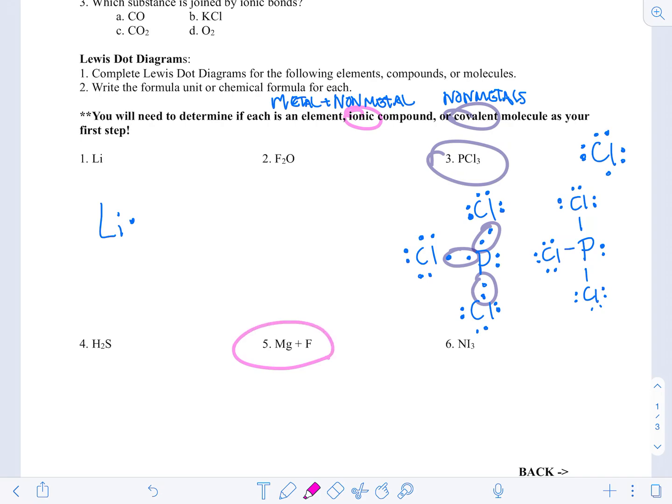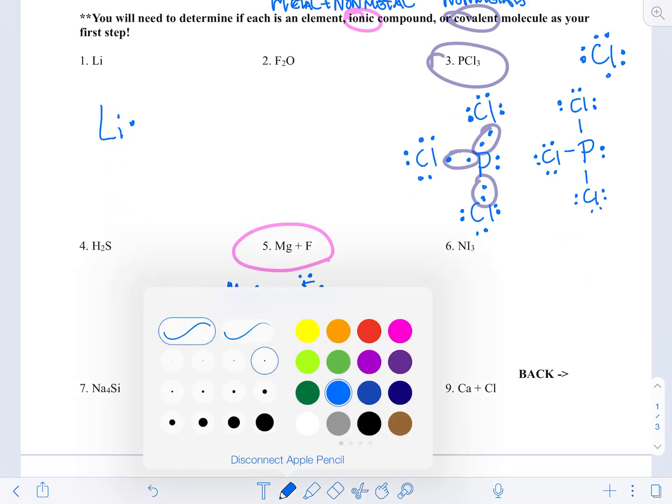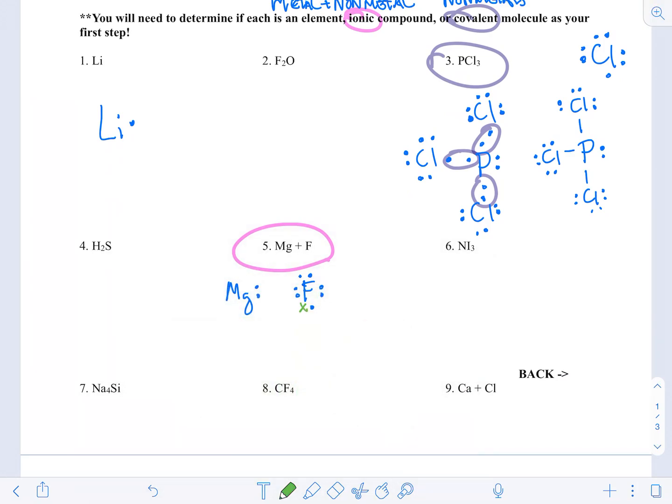Okay, now let's talk about an example of an ionic compound. So we have magnesium and fluorine. Now if I look for magnesium, it has 2 valence electrons and fluorine has 7. Please remember that ionic compounds do not share electrons. They want to transfer. But the problem is with fluorine, it has only one missing valence electron. But I have 2 valence electrons for magnesium. So I have to create a second fluorine.